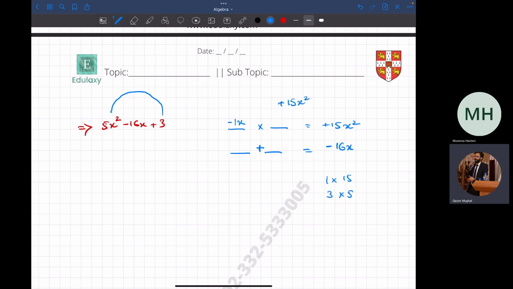Negative 1x, negative 15x. Negative 1x add negative 15x is negative 16x. Minus times minus is plus 15x squared. So I'm adding both with the negative signs, and the final answer is a negative number. So the middle term will be broken down: 5x squared as it is, negative 16x I will rewrite as minus 1x minus 15x, plus 3 as it is.